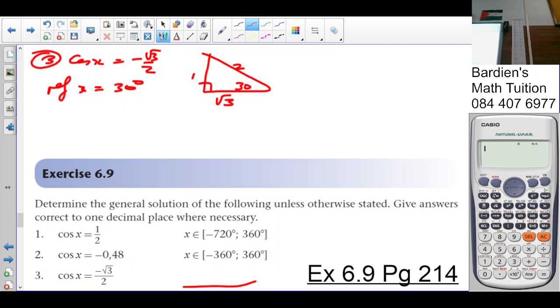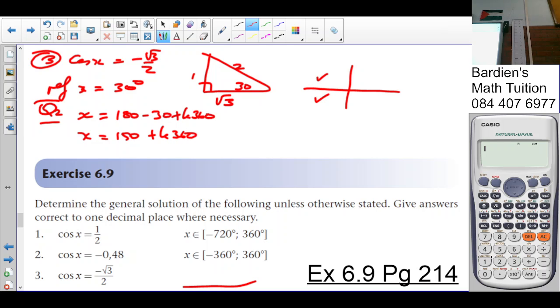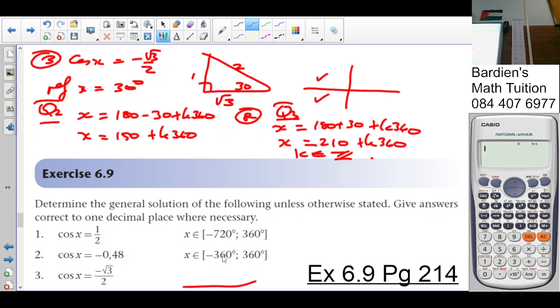Okay. So what do we ask ourselves at this point? In which quadrant is cos negative? 2 and 3. How do we get into quadrant 2? So it's going to be x is equal to 180 minus 30 plus k times 360. So x equal to 150 plus k times 360. Or in quadrant 3. How do you get in quadrant 3? 180 plus 30 plus k times 360. So x is 210 plus k times 360, where k is an element of integers. Again, if we leave that k is an element of integers out, we're just going to lose the mark. Okay. Any confusion here?